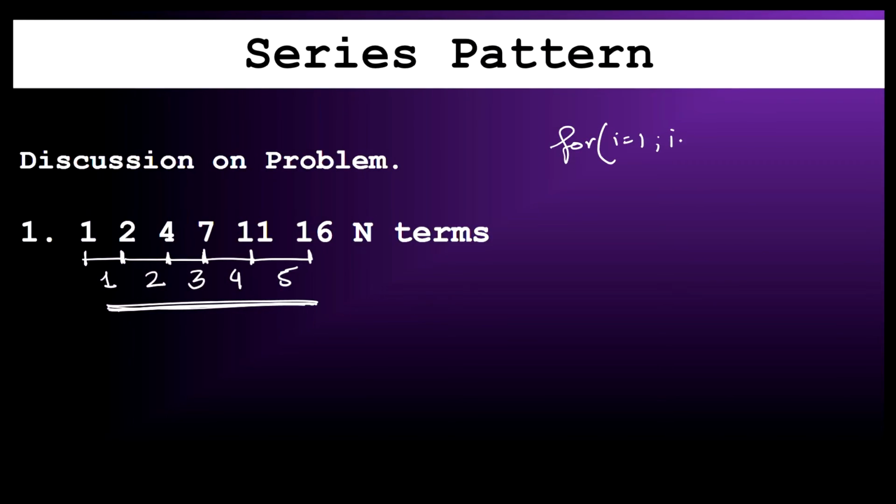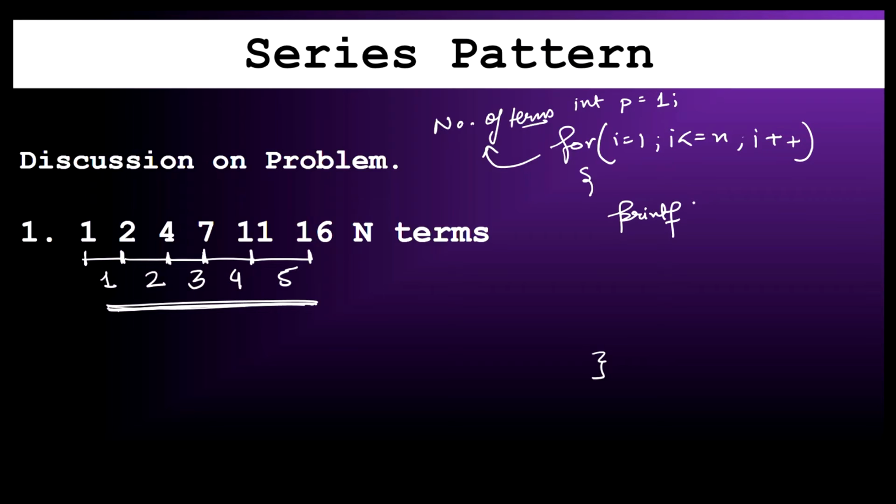So what we do here, let's see, we will run a loop like this: for i equal to 1, i less than or equal to n, i plus plus. This loop is counting the number of terms. So let's write here: number of terms. Okay, and let's see what's inside this loop. Like the previous one, we have to print the first term over here. We will declare a variable int p equal to 1.